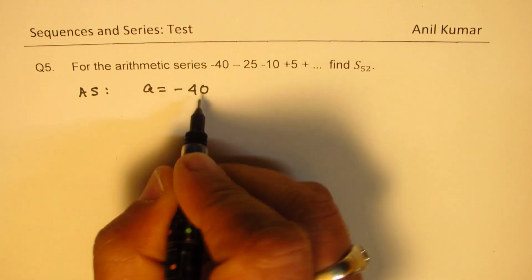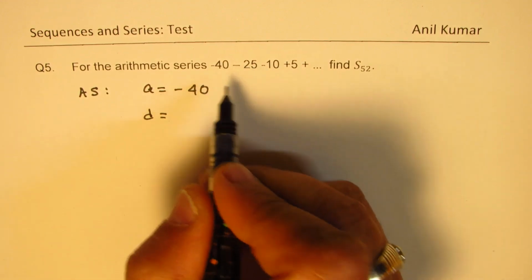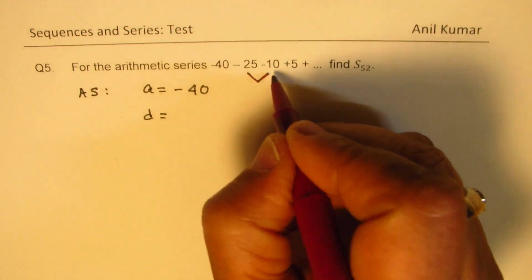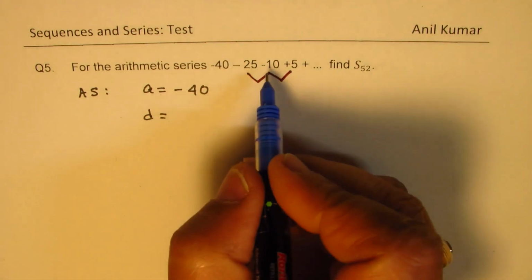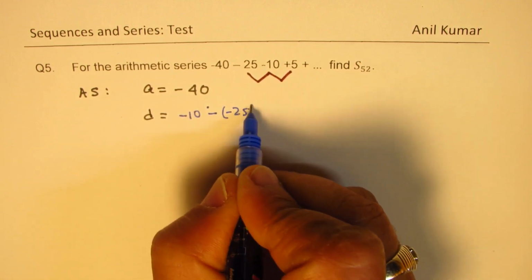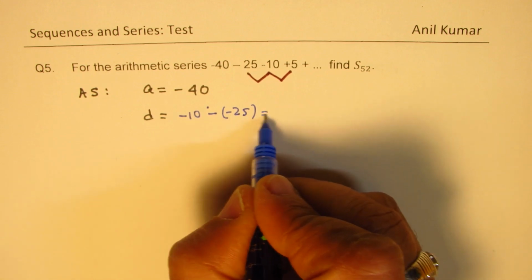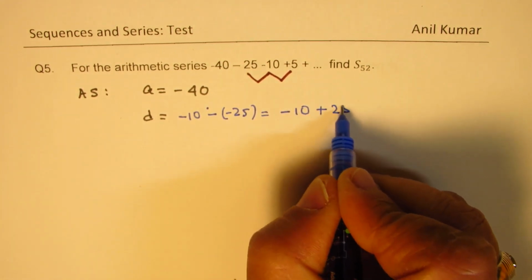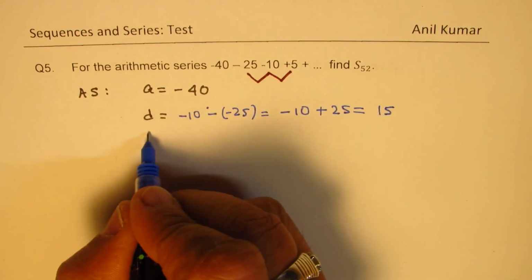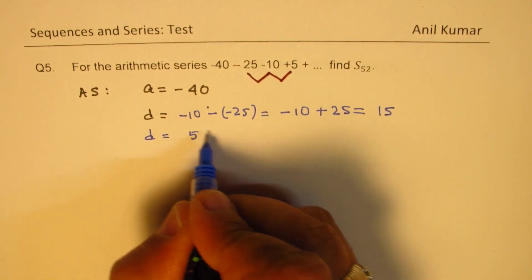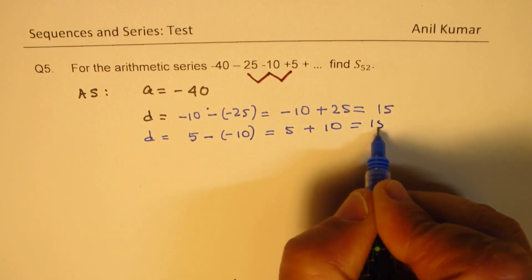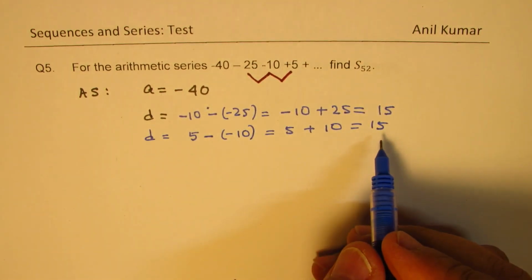40, correct? d, the common difference, is the difference between the two. So you could see the difference between any two of them. So if you do that, what do you get? Here we can take any terms. So we have minus 10 minus minus 25, for example, between these two terms. So it is equal to minus 10 plus 25, which is 15. And we can also check that this difference is indeed constant. 5 minus minus 10 is 5 plus 10, which is also 15, correct? So the common difference, d, is 15, right?